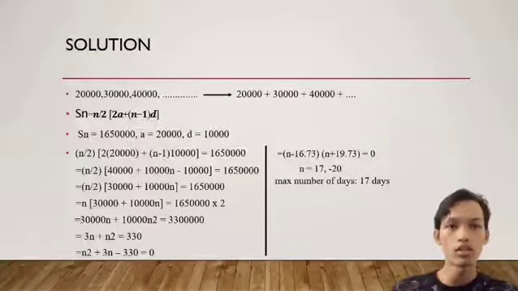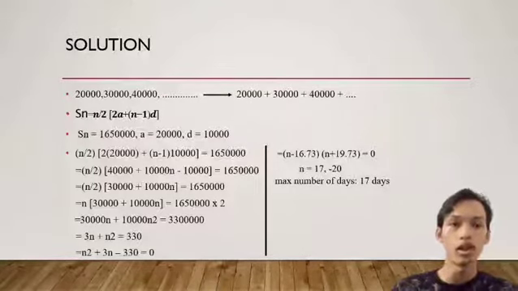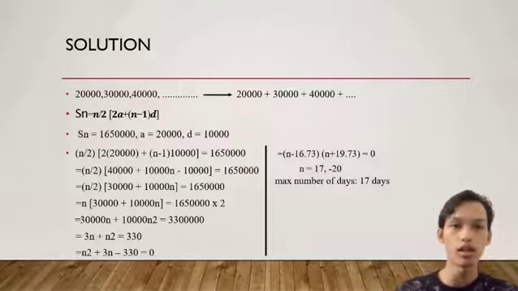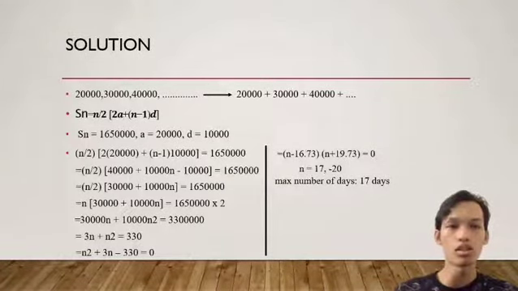Now we will be using the quadratic formula to solve the equation, and we will get n as 16.73 and minus 19.73, where we can round it up as n 17 and negative 20. The negative 20 can be ignored, so the max number of days that can be postponed is 17 days. That's all.